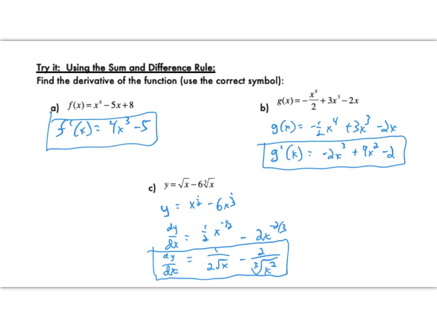All right, and here are the answers for these three. And again, you're just taking it one term at a time in each case here with the sum and difference rule. So using the correct symbol, since this is f, I'm going to call it f prime. Since this is g, I'm going to call its derivative g prime. And since y is being expressed as a function of x, I'm going to use dy over dx. You could alternatively use y prime here if you wish, but I typically like dy over dx. So that's a look at the sum and difference rule. Not bad.